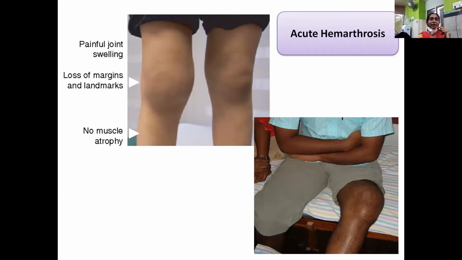Patient will have a painful joint which is swollen, and the usual landmarks of the joint will be lost. It will be diffusely swollen. But since this is the first event, the patient will not have any muscle atrophy. The muscle bulk will be normal. Apart from this, the patient will have severe limitation of movement. The patient will not move the joint because of pain.